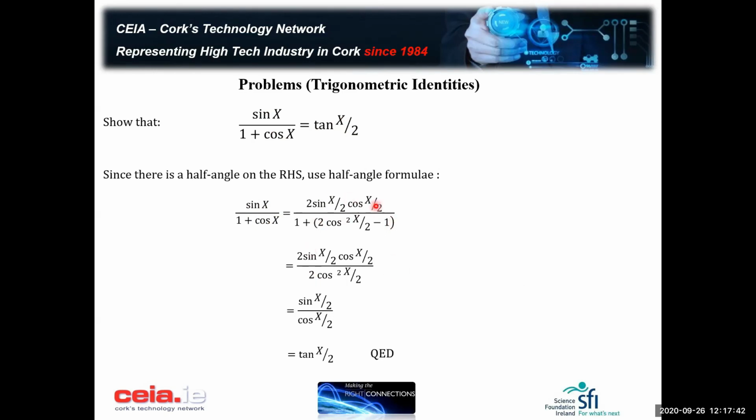Do as much simplification as you can. The ones cancel out down here. And now you find that you have a cos x over 2 on top. You have a cos squared x over 2 on the bottom, so you can divide above and below by cos x over 2, leaving you with sine x over 2 on top, cos x over 2 on the bottom, which is your tan x over 2 that you were asked to prove.